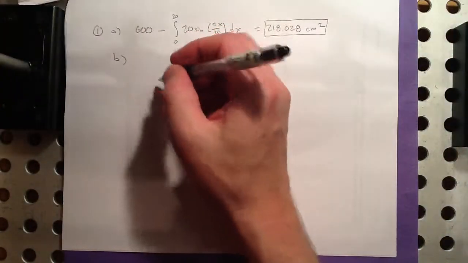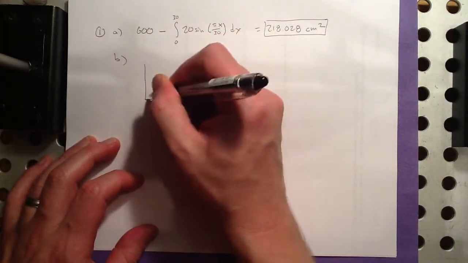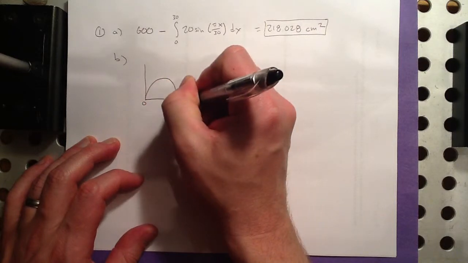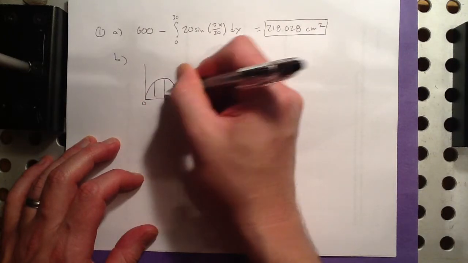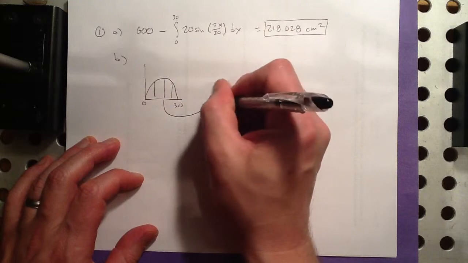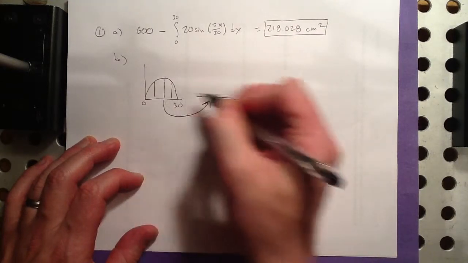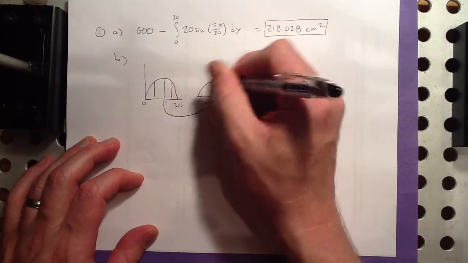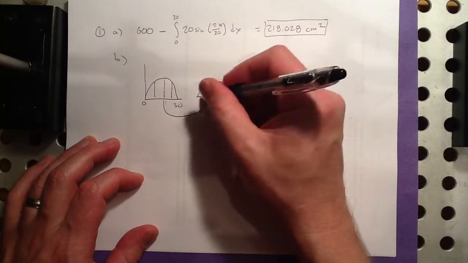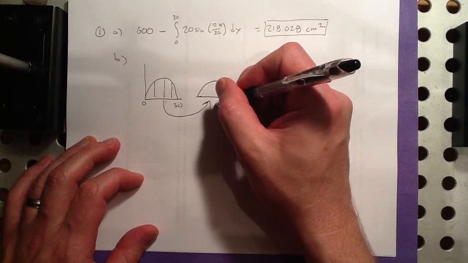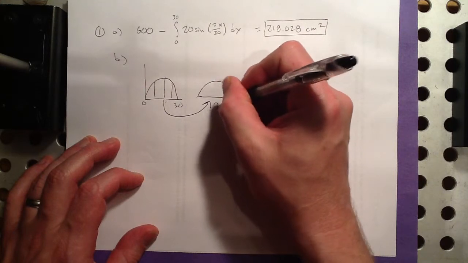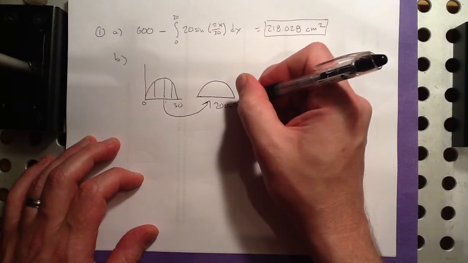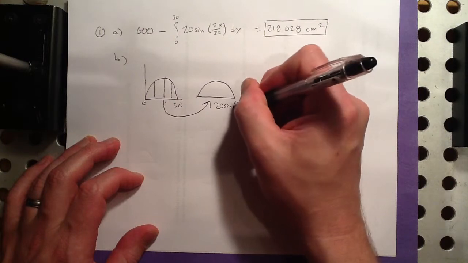So here's our region from 0 to 30. The cross sections are perpendicular to the x-axis, and each one of those cross sections is the diameter of a semicircle. And that's the value of the function, right? That's the 20 sine pi x over 30.